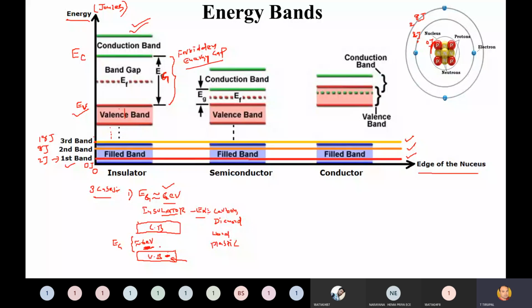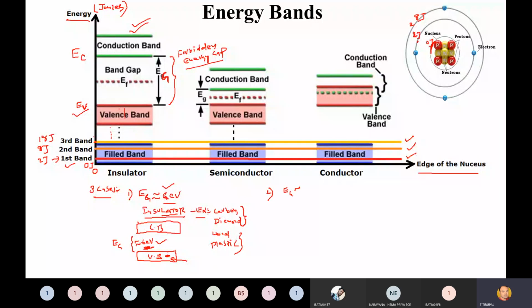So any type of device which possesses an energy gap of 6 electron volts is called an insulator. Best examples are carbon, diamond, wood, plastic, and everything else. These are called technical examples. These are called natural examples. Right? Now, similarly, here appears case 2.